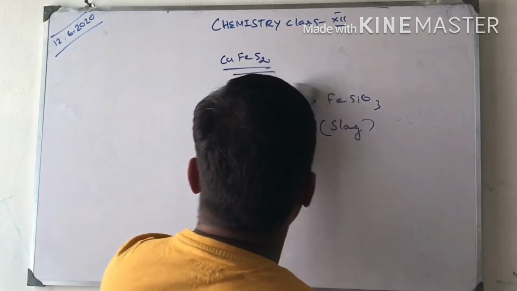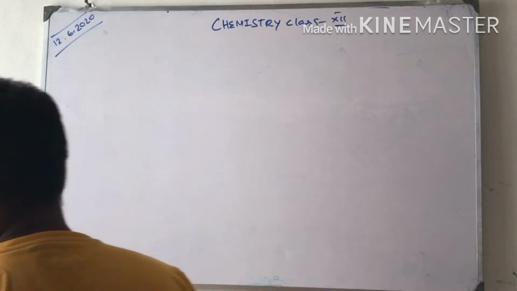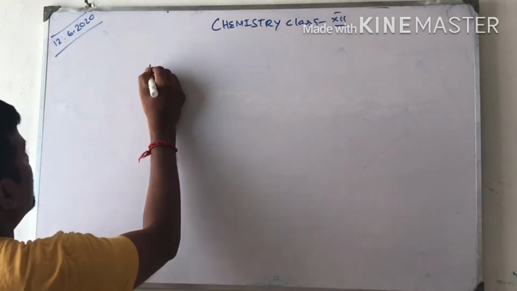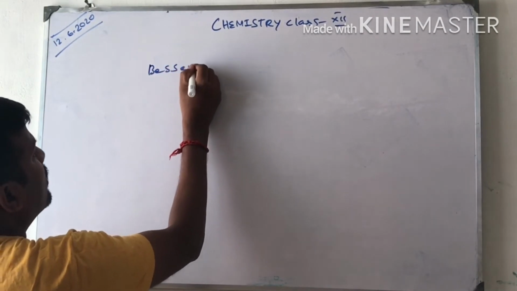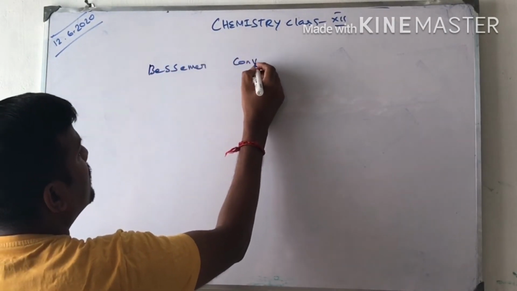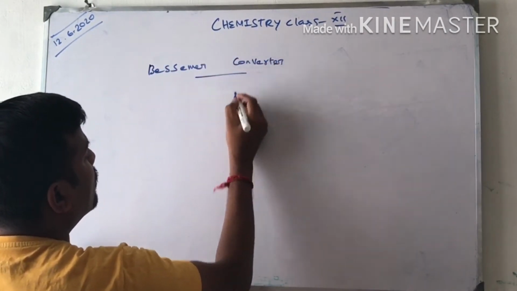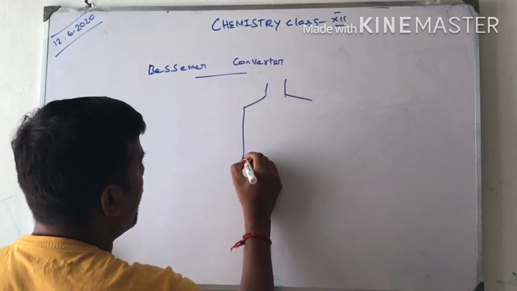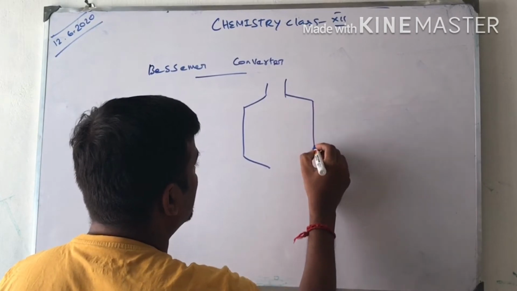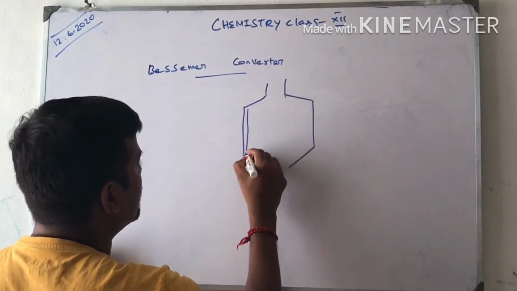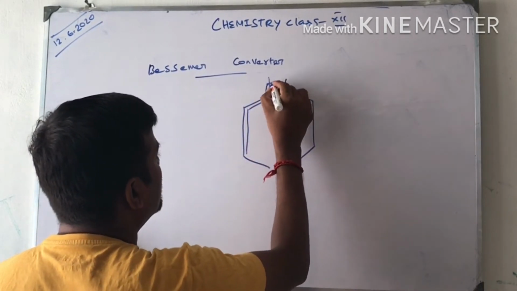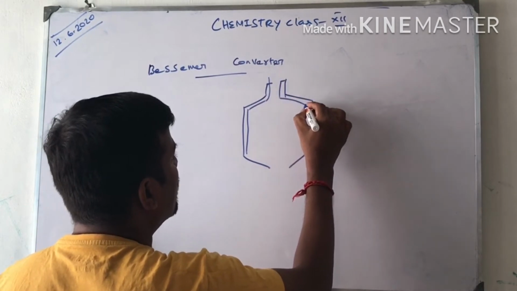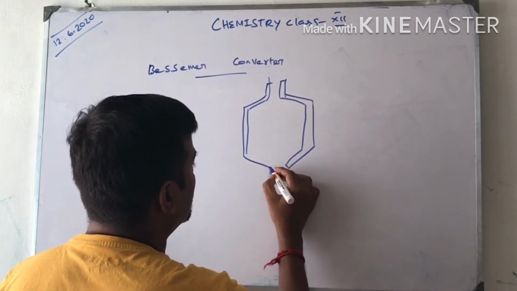Now I am going to draw the diagram related to this question. See, I am using the Bessemer converter. This is given in the textbook. What is the work of the Bessemer converter? The Bessemer converter is lined with silica lining. It is made up of silica lining.